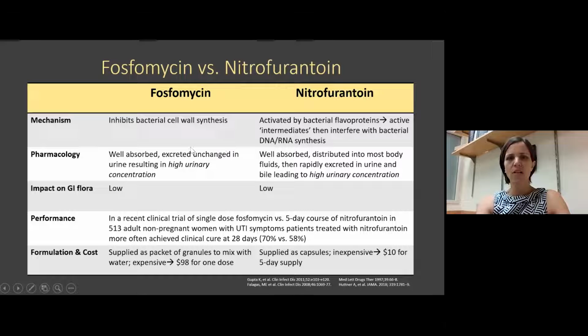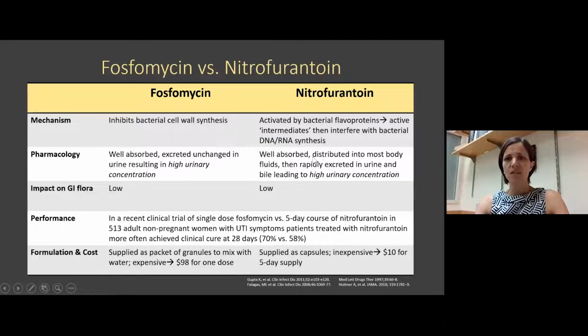So what about the pharmacology? Both drugs are well absorbed. Fosfomycin is excreted unchanged in the urine with very high urinary concentrations. Oral fosfomycin is only approved to treat urinary tract infection due to E. coli and Enterococcus faecalis. And that's because it really doesn't effectively treat things in other places when given orally, because it basically ends up all in your urine.